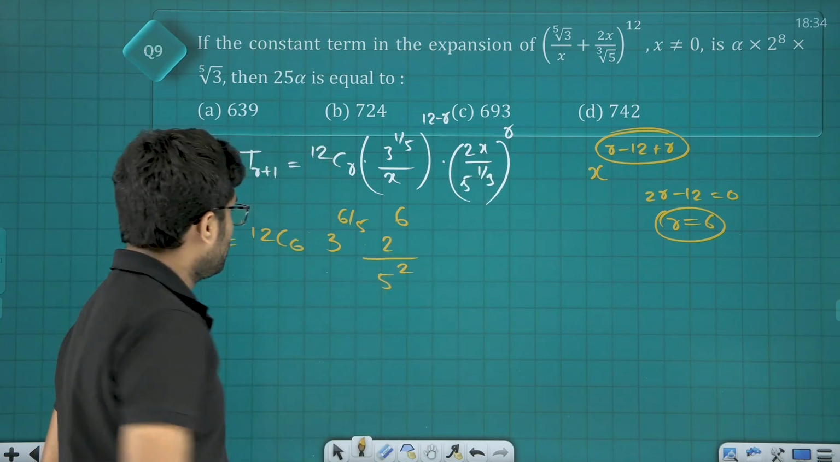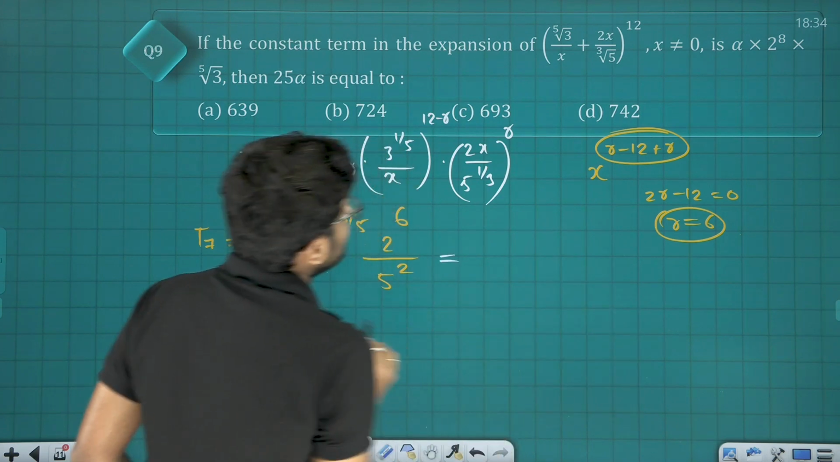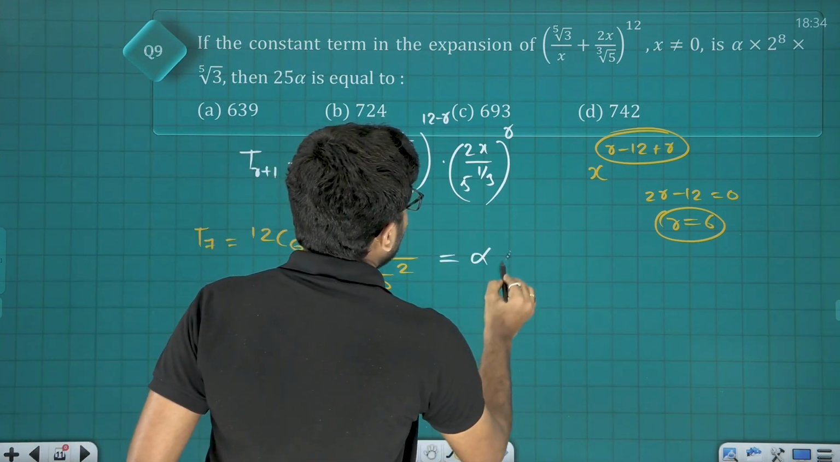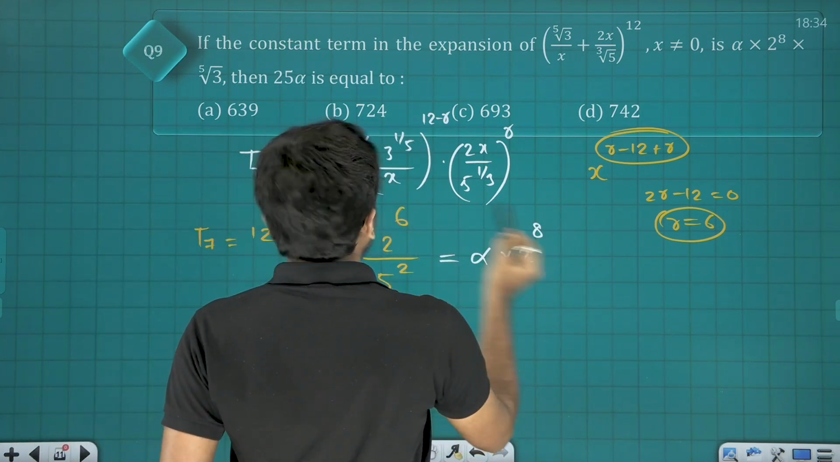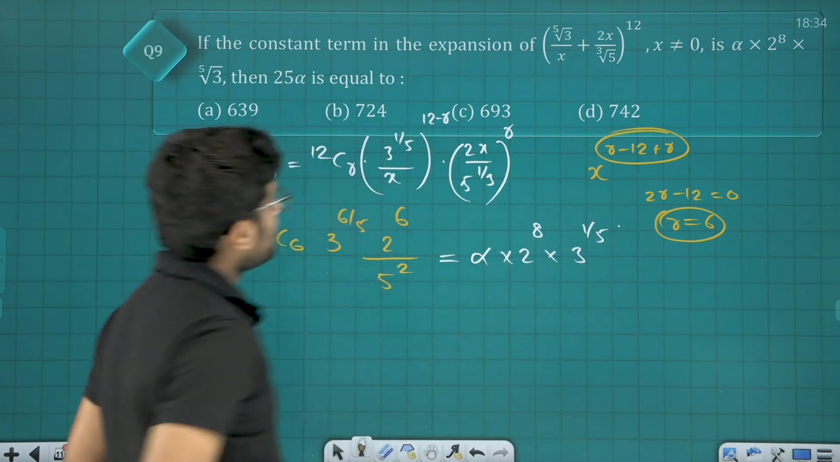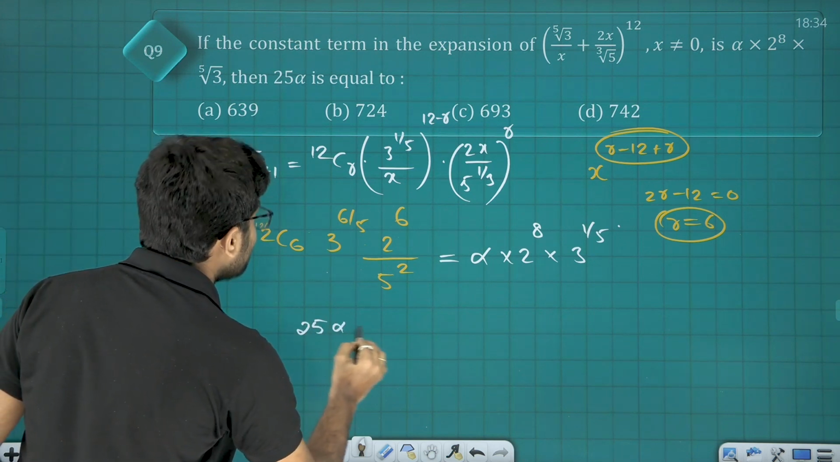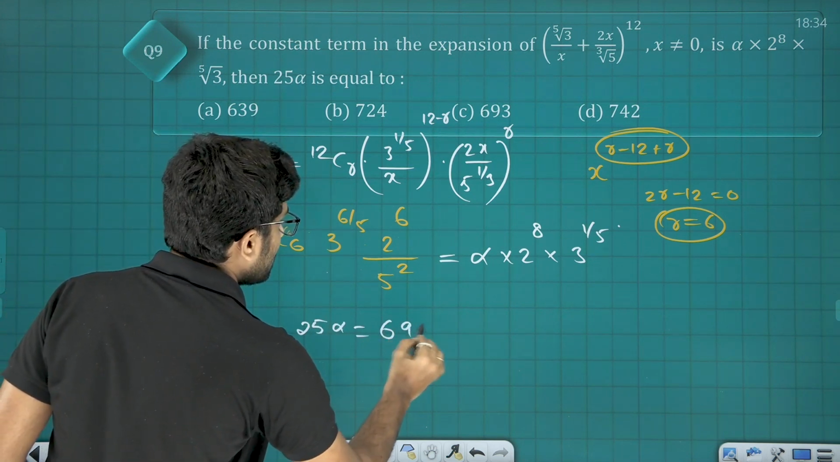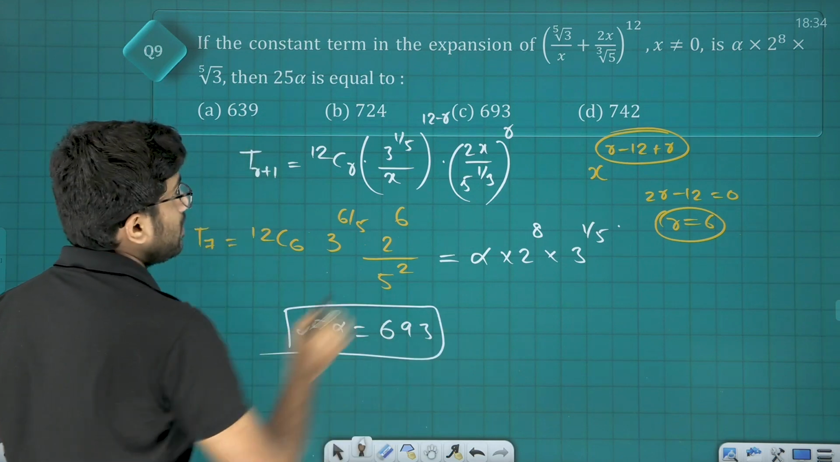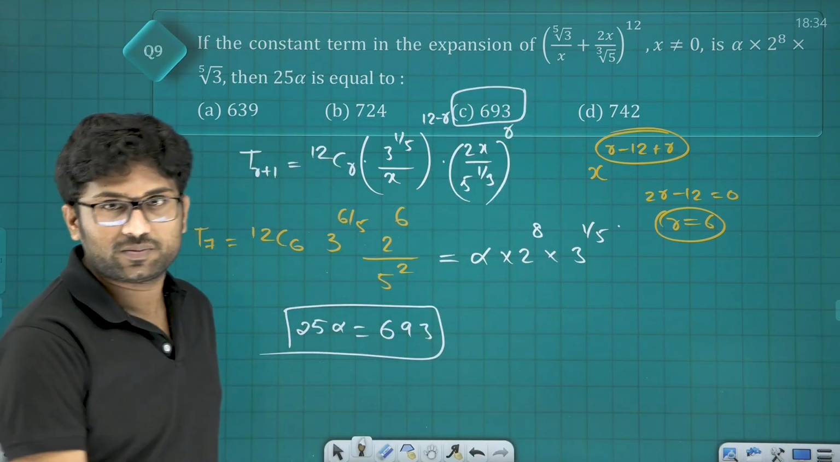Now you are supposed to equate it to what they have given, which is alpha into 2 power 8 into 3 power 1 by 5. Now, friends, on simplification we get 25 times alpha is equal to 693. Just do it, ma.